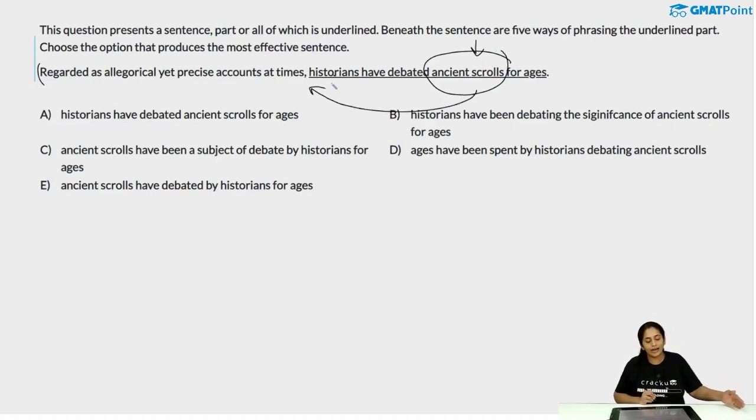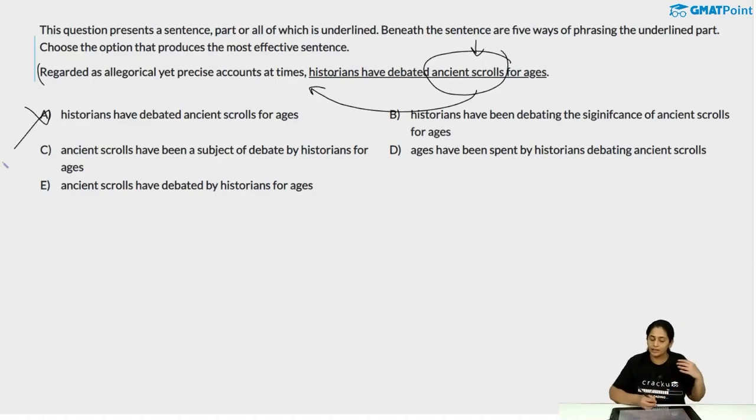So you should have "regarded as allegorical yet precise accounts at times, ancient scrolls", and then the rest of the sentence. Since ancient scrolls should come first, we have to change the rest of the sentence from active voice to passive voice. So "ancient scrolls have been debated by historians for ages" as such. So now let us take a look at the options. "Historians have debated", no, ancient scrolls has to be pushed up, so this can be eliminated.